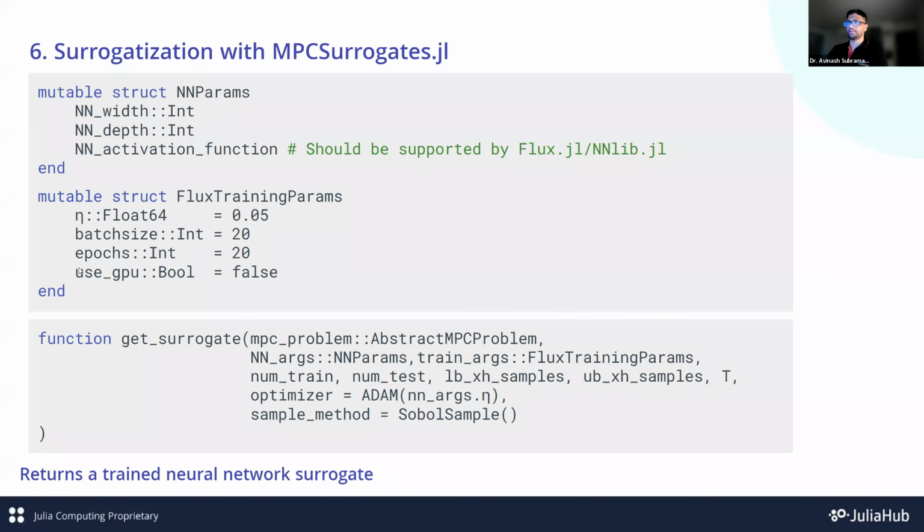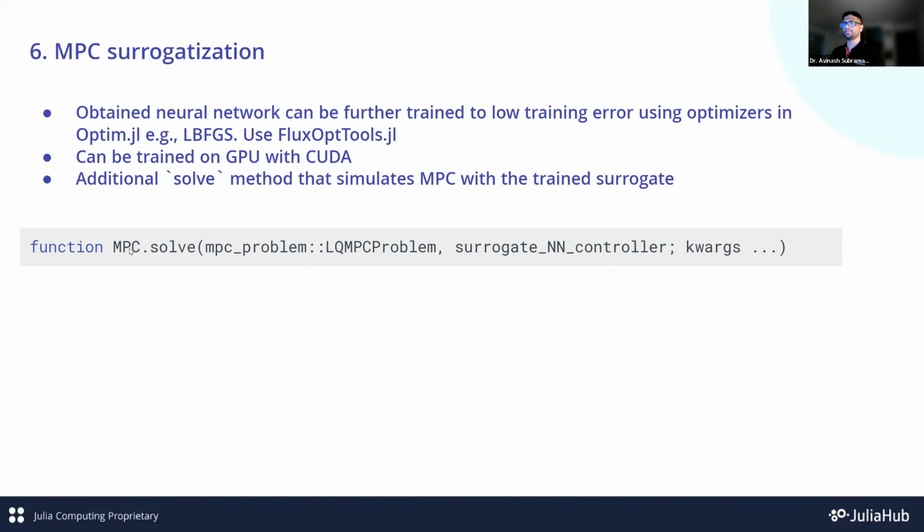So returning to the slides, just to mention, once we have obtained this neural network, we can train it further using optimizers like limited memory BFGS and Flux optimization tools. We can train the neural network on a GPU with CUDA, and we also provide this additional solve method that simulates the MPC with the trained surrogate. So passing the MPC problem, passing the neural network surrogate, and calling solve once again gives us the results we presented.